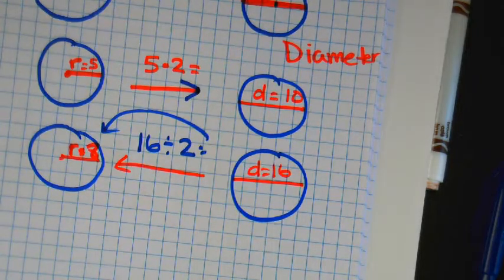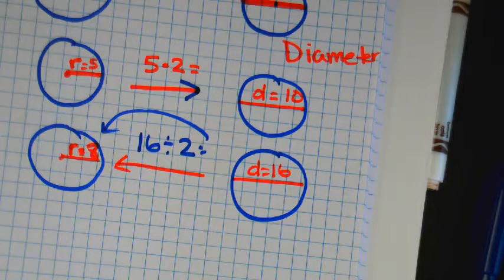Are we okay? So this is level 0.001. Okay? Understanding the difference between radius and diameter is level 0.001. Okay? But you do need to know it. If I give you a radius, you do need to know how to turn it into a diameter and vice versa. Okay?